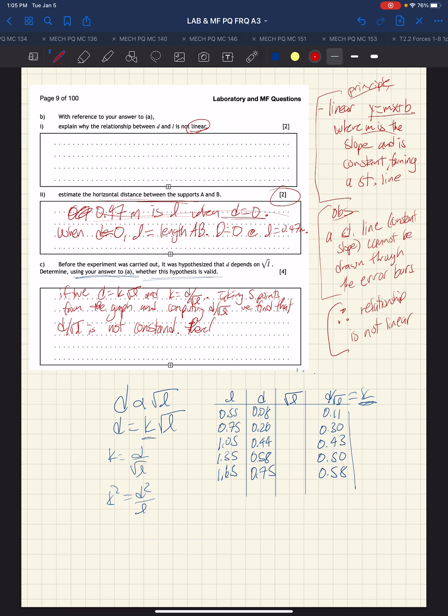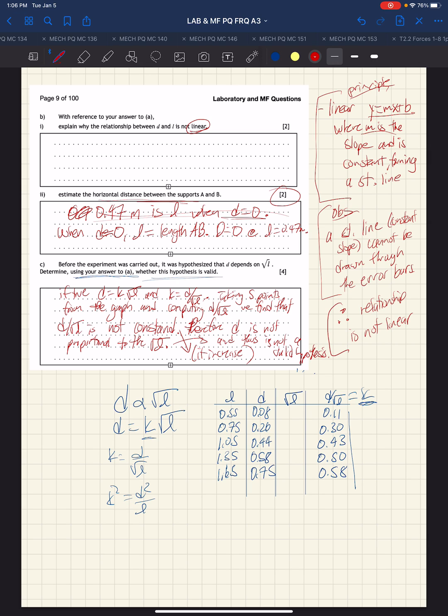Therefore, D is not proportional to the square root of L. We might even add a little parenthetically here that it increases. That's not essential, but we might add that there, that it's not constant. It's not proportional to the square root of L, and thus is not a valid hypothesis.